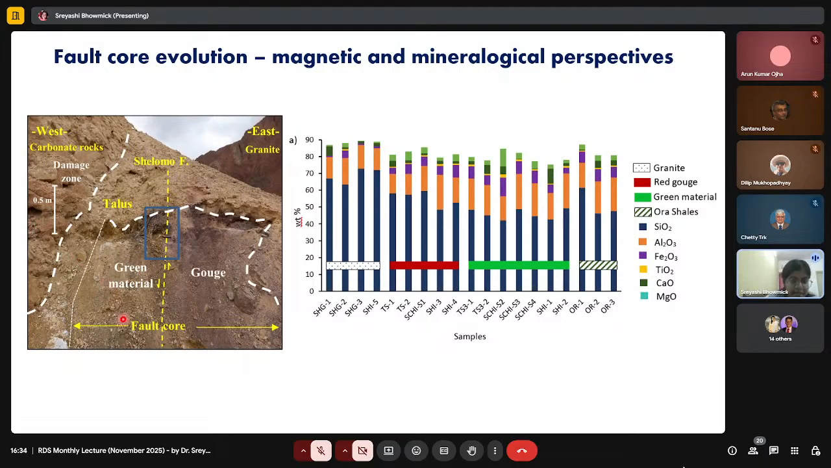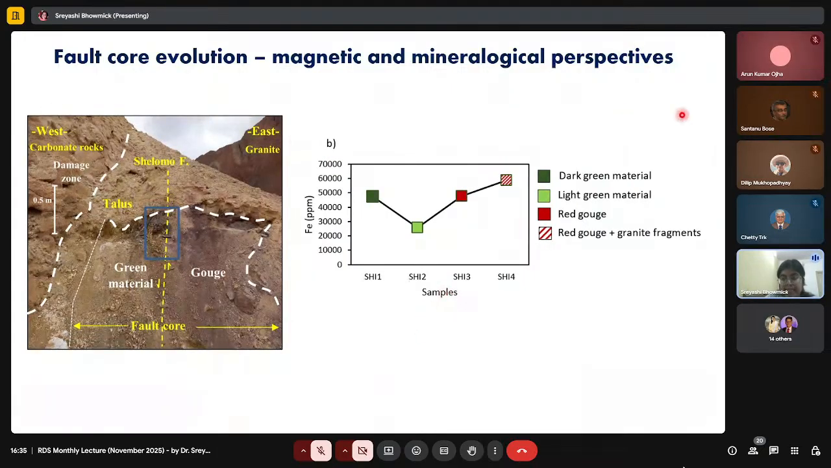So it appears as if this gouge has been formed from the granite, and the green material is somehow related to the carbonates or the shales within the carbonates. However, the source of this material is not very well known. And in addition to this, we do not understand the evolution of this fault core throughout geological time, which needs to be studied. So with that objective, we tried to determine the bulk composition of these two materials, and we found that it consists of silica, alumina, and iron oxides primarily. If we look at the iron content, we see that the red gouge is enriched with iron as compared to the green ones.